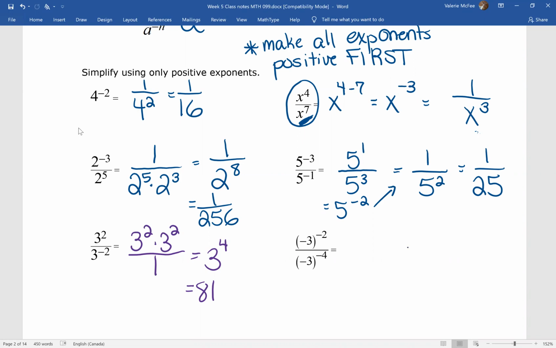All right, they're both negative. So we'll have negative 3 to the power of positive 4 over negative 3 to the power of positive 2. Most of the negative 3's are in the numerator. 4 minus 2, this is negative 3 squared, or 9.